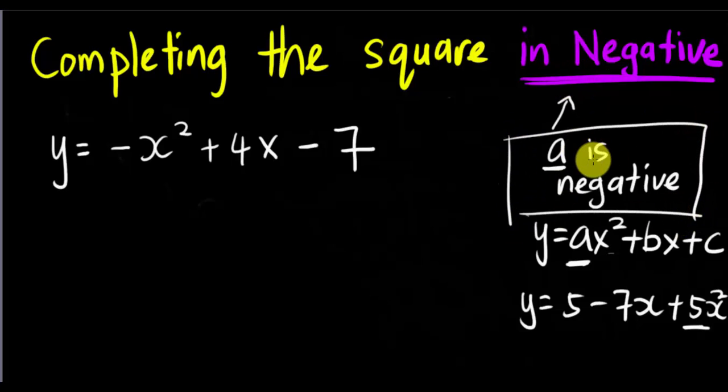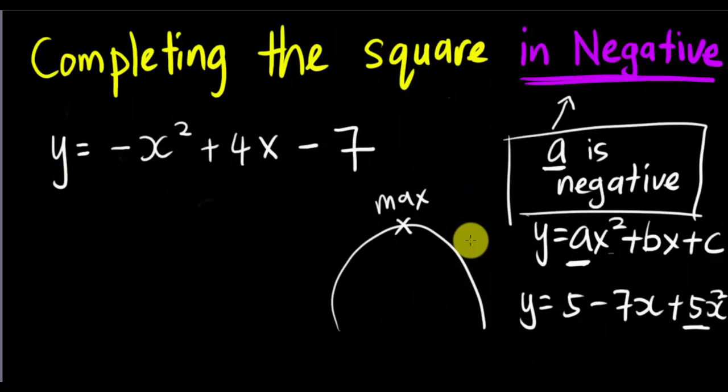So A is negative for completing the square. Something very important you must understand is when A is negative, your graph will give you a maximum point. Your graph will look like this, and then you will get your maximum point. So one of the very important things is you will get a maximum point or maximum coordinate in your quadratic equation. Today I'm going to teach you about completing the square, so I just mention this a little bit because one of the purposes of completing the square is to help you find the maximum and the minimum point.